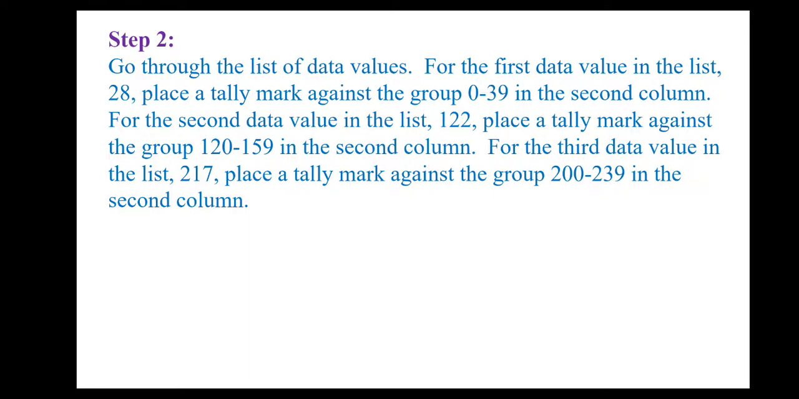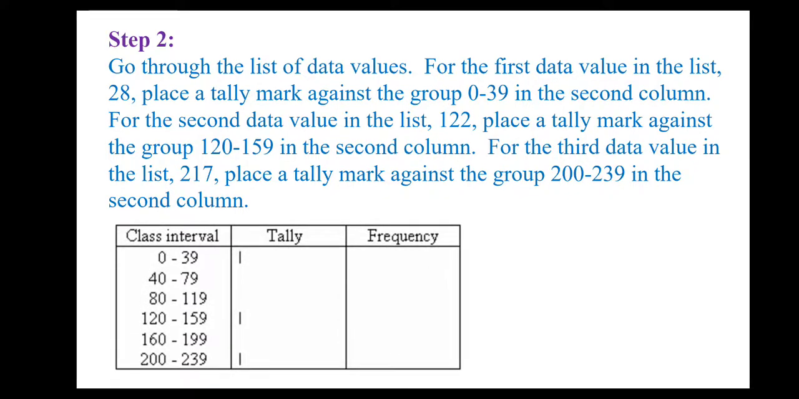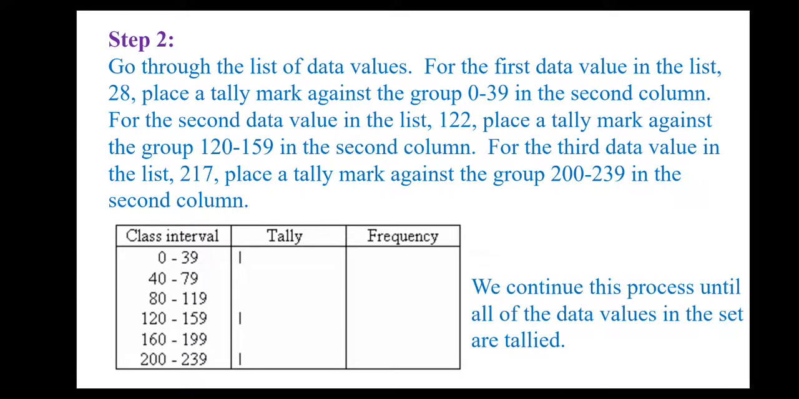The third data value in the list is 217. So place the tally mark against 200 to 239 in the second column, since 217 lies between them. Similarly, we need to follow all the values. Look at the tally marks you put. This is one of the foremost examples given. We continue this process till all the data values in the set are tallied.